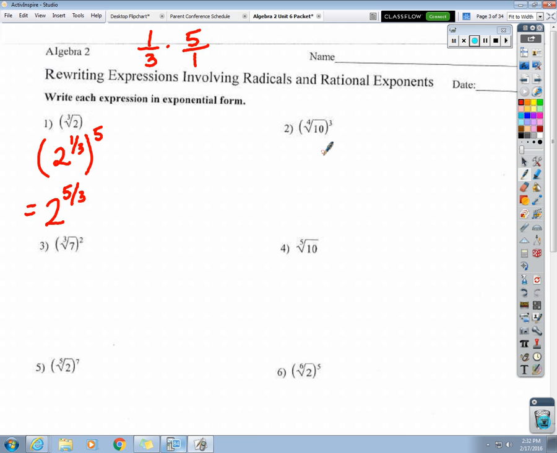Okay, so let's look at number 2. The first thing we're going to do is rewrite the fourth root of 10 as a rational exponent. What will that look like? 10 raised to the 1/4. And then it's cubed, so now what do we do? Right, you multiply the two powers and you'll get 10 raised to the 3/4 power. Okay, why don't y'all try 3, 4, 5, and 6, and then we'll go over them.